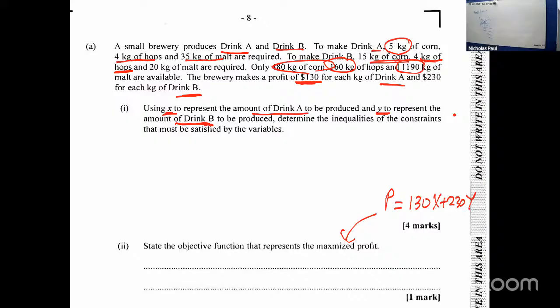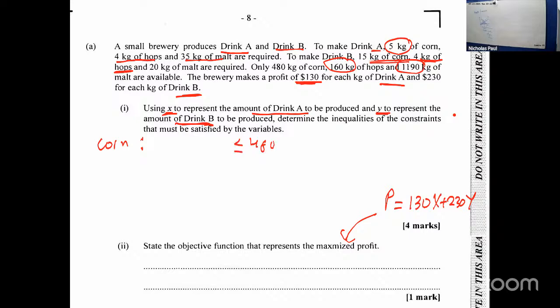All right? So sometimes you need to just try to figure out the objective function. But this one, they make it nice, right? So let's see. How are we getting the inequality? Let's start with corn. We only have 480 corn, right? So 480, we can't go more than that.